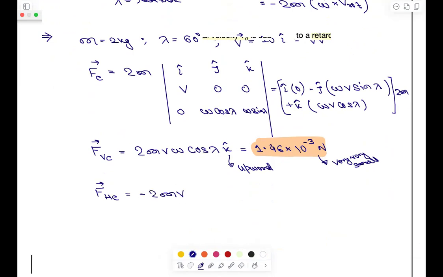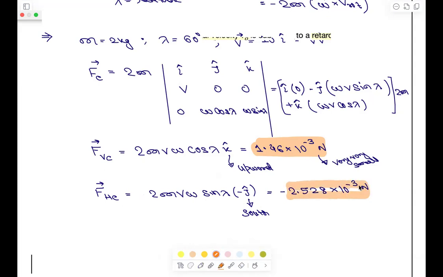So 2mv omega sine lambda j cap, with minus j, right? Let's write it together. What does minus j signify? This is the direction, obviously. j is north, so minus j is southward. So a southward deflection is there, and if you calculate it, it comes out to be minus 2.528 times 10 to the power minus 3 Newton. Again, it is a very small force, but if you have to consider both, you can understand that it is twice the vertical force, right?